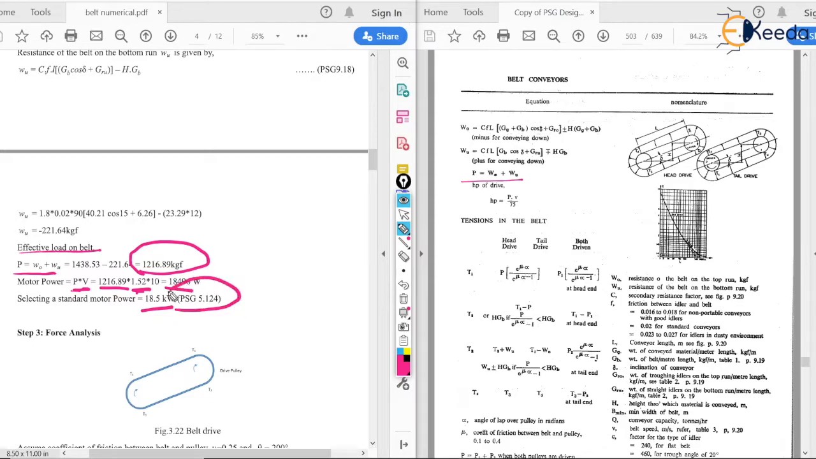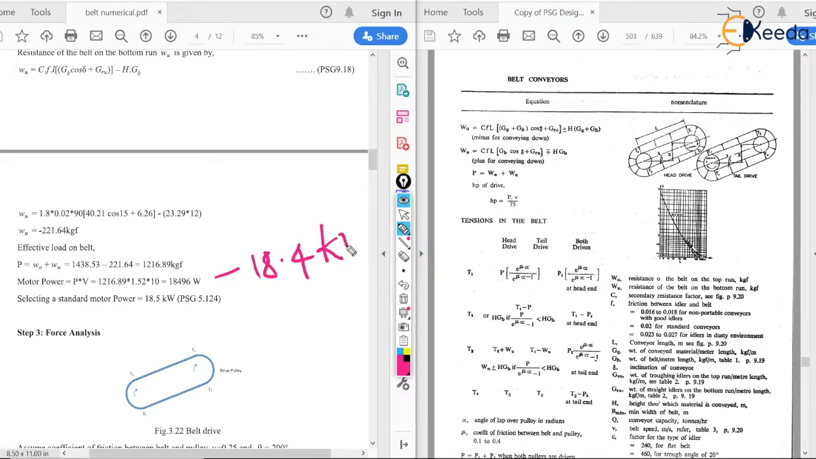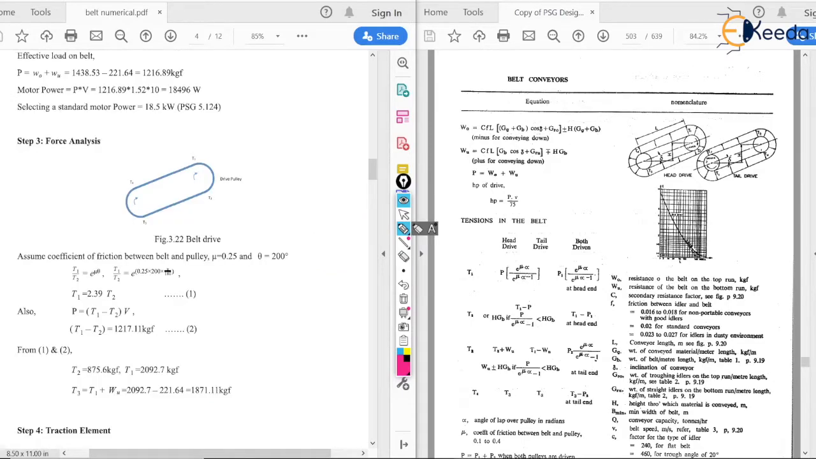And from PSG 5.124 we can select the standard motor. Now the thing is, here we got the value of 18.4 kilowatt, so the standard available motor value will be 18.5 kilowatt, so that we have selected here. Now next is step 3, that is force analysis.